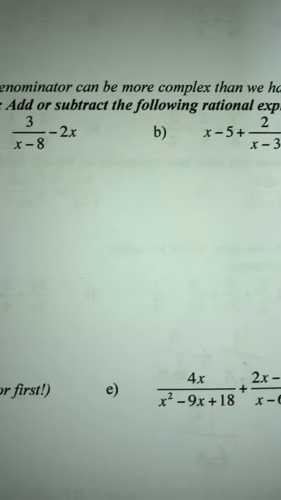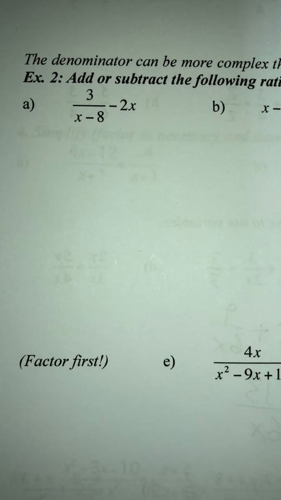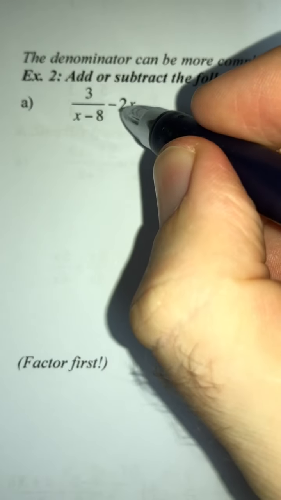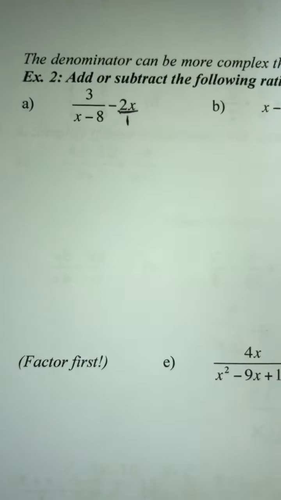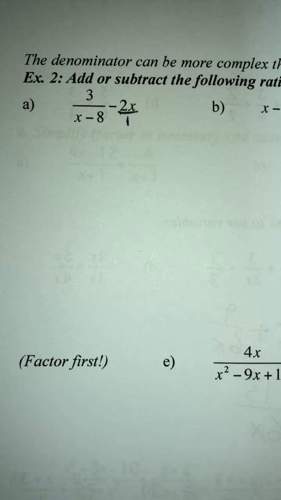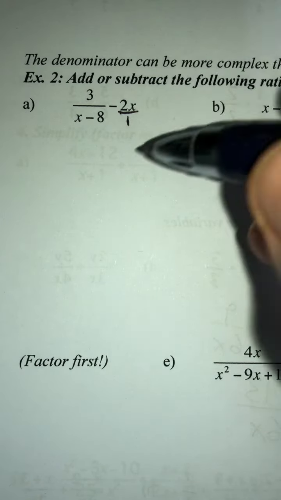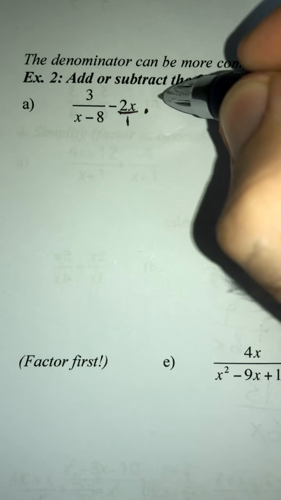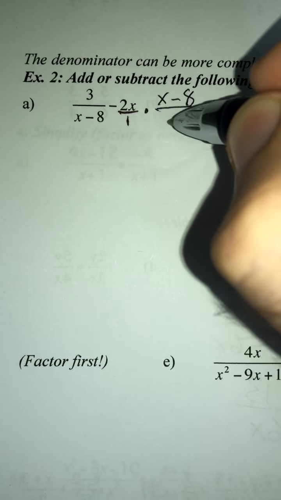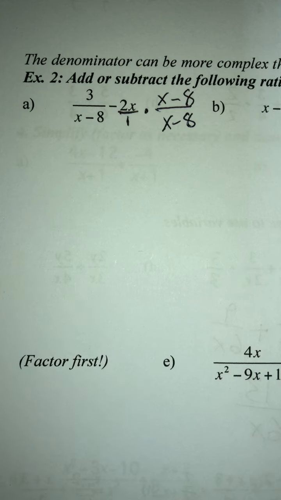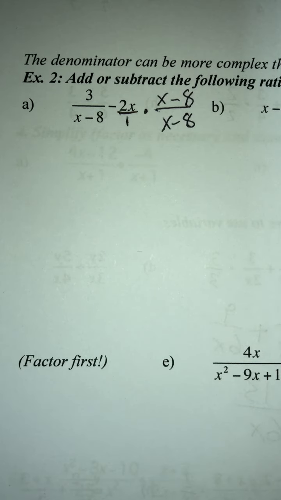Let's try some here with some trickier denominators. So one like this, something that I always do with this is you can imagine 2x as 2x over 1. That might help you to remember that there's actually a denominator in there. So to make these with the same denominator, I just need to times this one by x minus 8 over x minus 8. Again, we're making the denominators the same so I can combine them. If the denominators are not the same, I cannot add them, or I cannot subtract them.